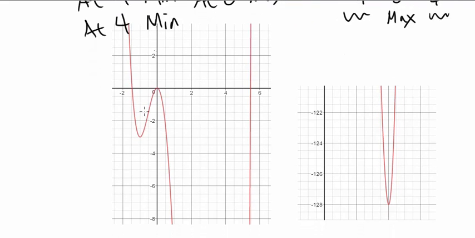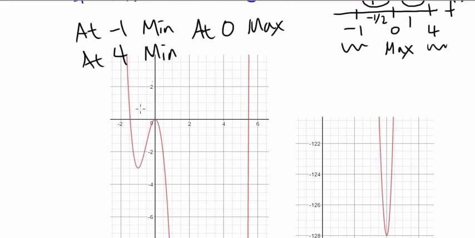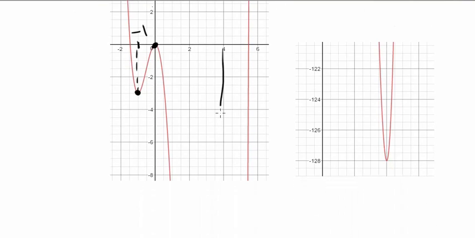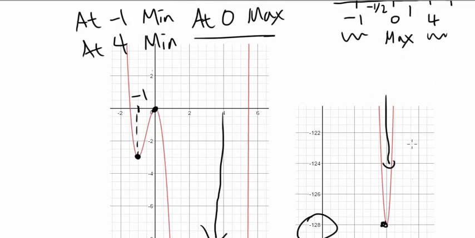This graph is from Desmos.com, and as we can see, at x equals negative 1, we have a minimum. At x equals 0, we have a maximum. And at x equals 4, this graph goes way down to negative 128, and you once again have a minimum.